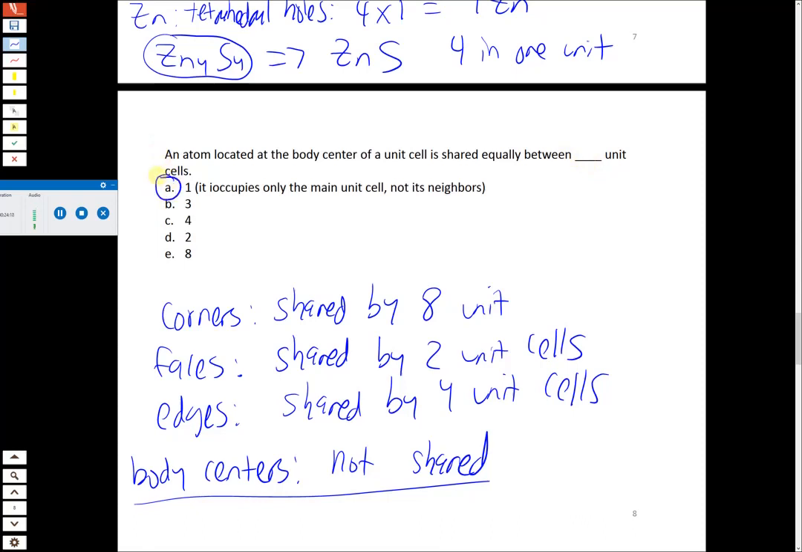So it occupies only the main cell, not its neighbors. That's true for any body center position. So the rest of these would only be true. 4, 2, and 8 would be possible answers if we were talking about either edges, faces, or corners, but if we're talking about a body center, it's not shared at all, so it just counts as 1 for that unit cell.